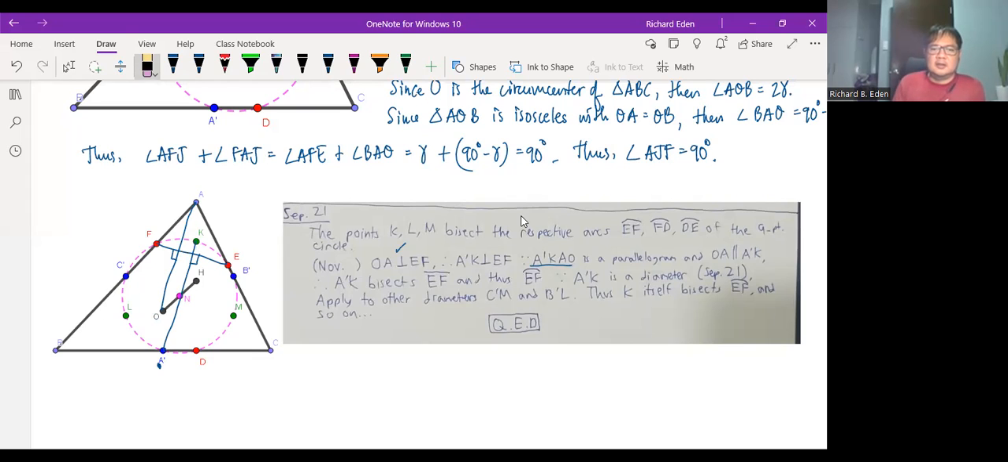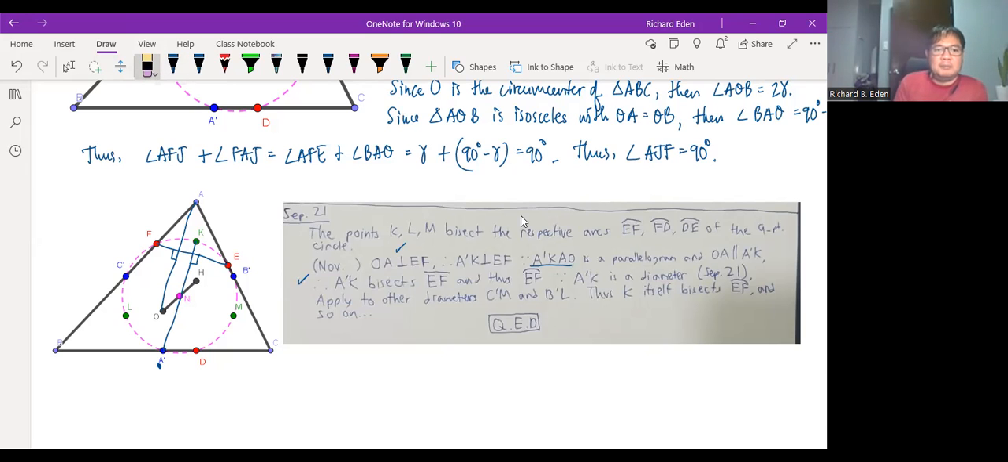So ngayon, nangyari ay, so therefore, A prime K bisects EF. Well, since A prime K actually goes through and it's a diameter. And when a diameter is perpendicular to a chord, it actually bisects that chord. And so therefore it bisects the arc of that chord, which is EF. So actually that's it. And then it's the same argument for the rest.